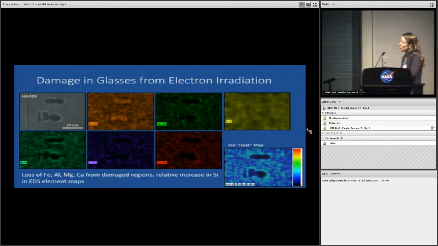The damage that I was mentioning is really interesting. When the beam dwells for any period of time at all, we develop these spots. And when we look closely at the EDS maps of the ions, we realize that the silicon is relatively increased in these regions, and the oxygen stays, but everything else has diffused away from this area.